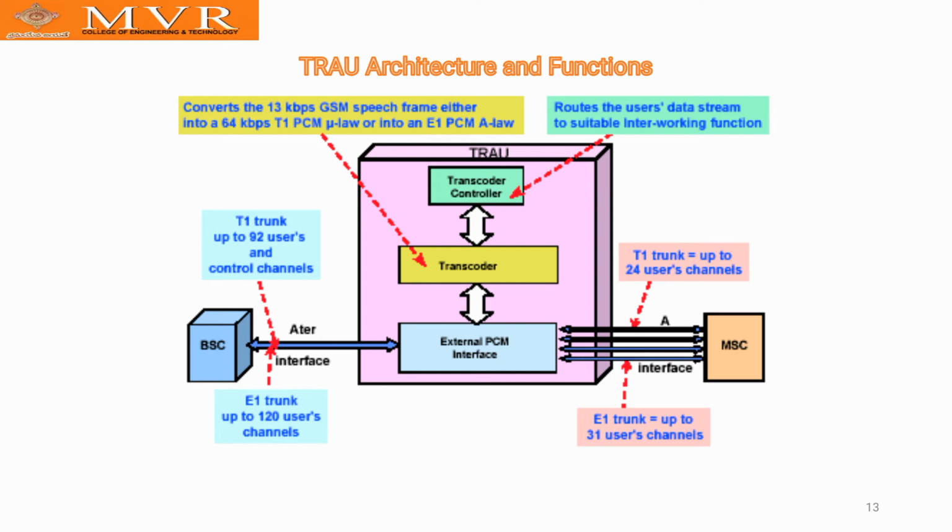Here the switching center will handle a T1 trunk of up to 92 users and control channels, and an E1 trunk of up to 128 user channels. Here it has the Ater interface, which communicates between the BSC and the external PCM interface, and this external PCM interface connects to the A interface of the mobile switching center. The A interface handles a T1 trunk of up to 24 user channels and an E1 trunk of up to 31 user channels.